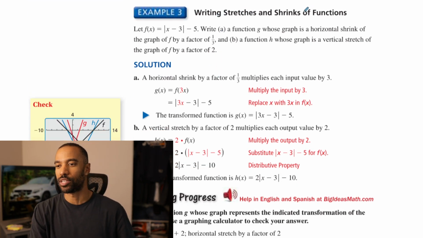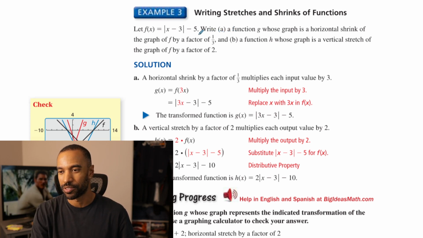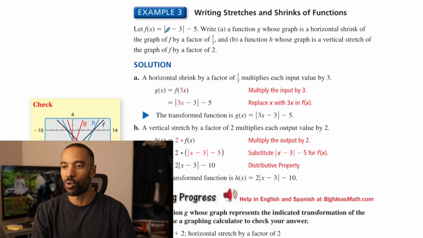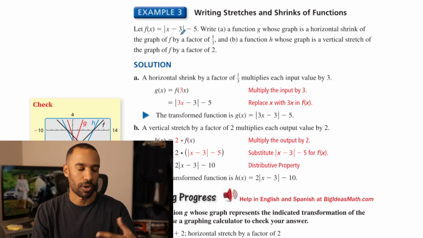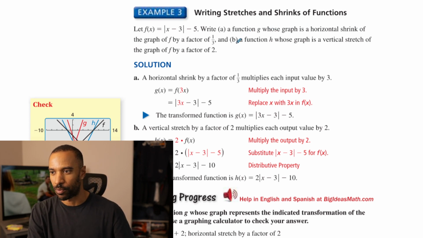Writing stretches and shrinks of functions. Now let's do some vertical ones first, or I'm going to start with vertical ones. Let f of x equal this absolute value function here. So they're going to start with absolute value. Write a function g whose graph is a horizontal shrink. Let's save that one. Start with b.